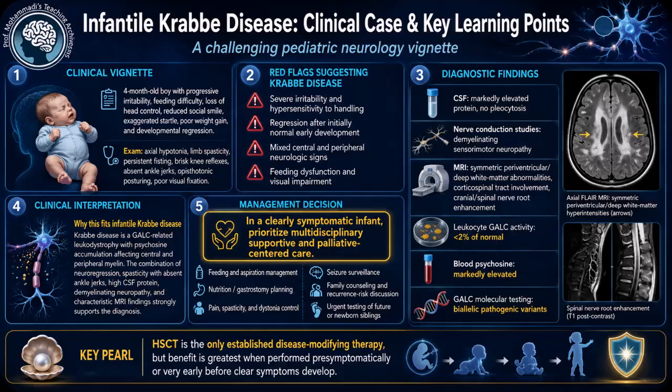By the end of this presentation, the central message should be clear. In infantile Krabbe disease, early recognition matters because the window for disease-modifying treatment is extremely narrow. Once the infant is clearly symptomatic, management priorities shift towards supportive care, symptom control, family counseling, and urgent testing of future or newborn siblings.